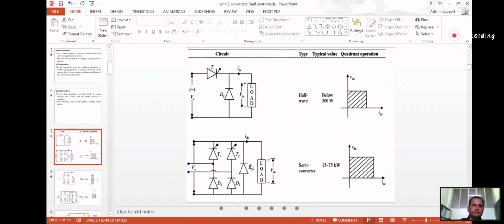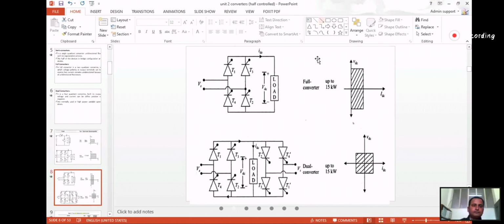And this is a semi converter, where half of the devices used are diodes and half are SCRs. So 2 diodes and 2 SCRs are used. This is also a single quadrant converter where you can use 2 thyristors and 2 diodes. It is also known as a semi converter.